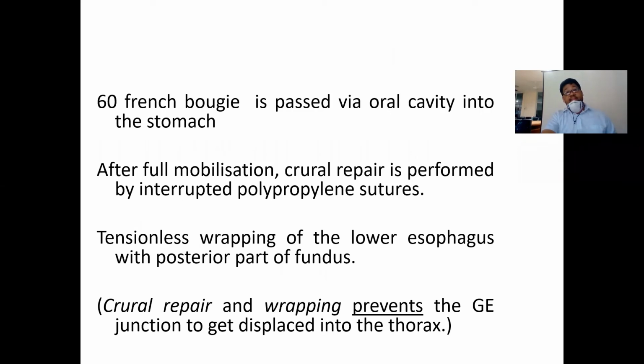Next, once this mobilization is done, a 60 French bougie is passed via the oral cavity into the stomach. And with this bougie in the lower end of the esophagus, the complete mobilization is sutured. The crural defect is repaired. And this finishes the surgery.